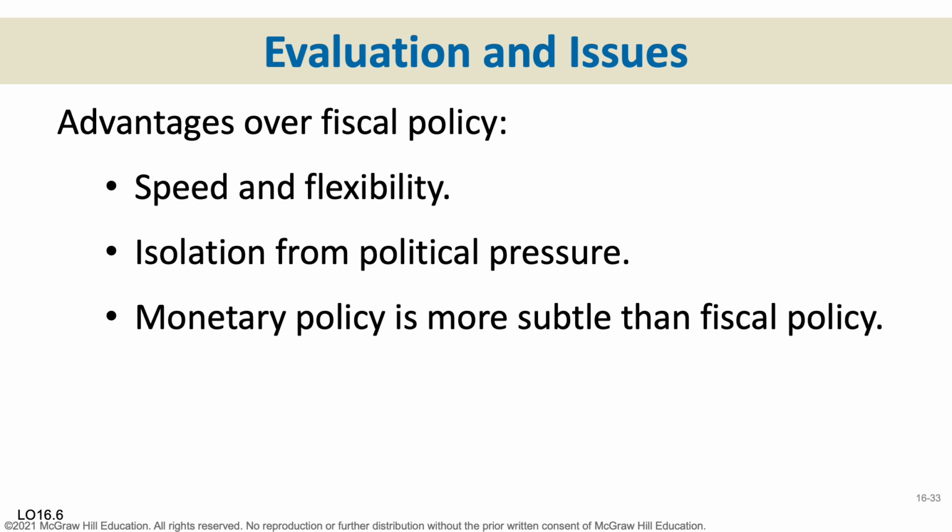Remember, we just have the 12 people on the Federal Open Market Committee who are making these decisions about buying and selling bonds. It's very swift. It can happen quickly. And it can be very flexible. They can increase the money or decrease the money supply a lot or a little, and they can do it frequently to be much more subtle than the great big changes with fiscal policy.